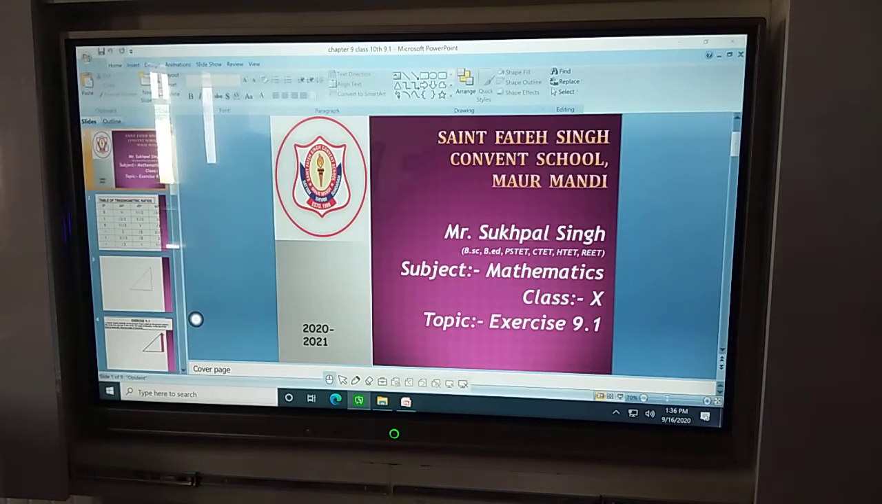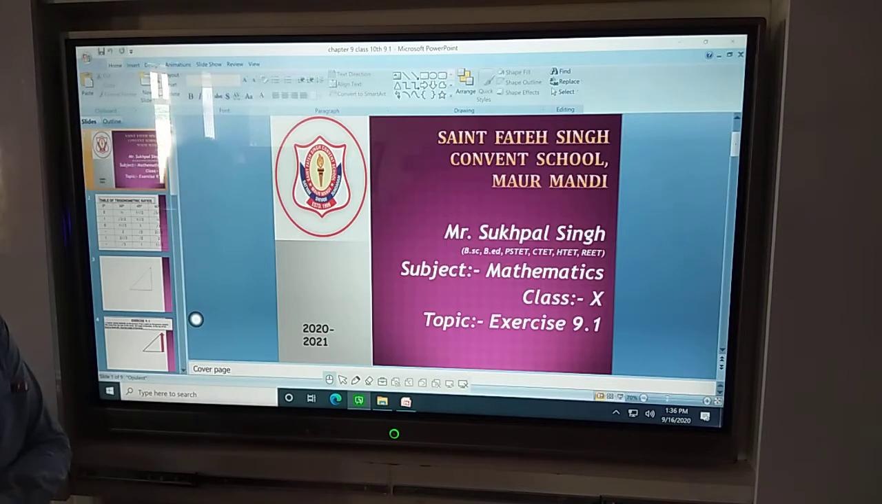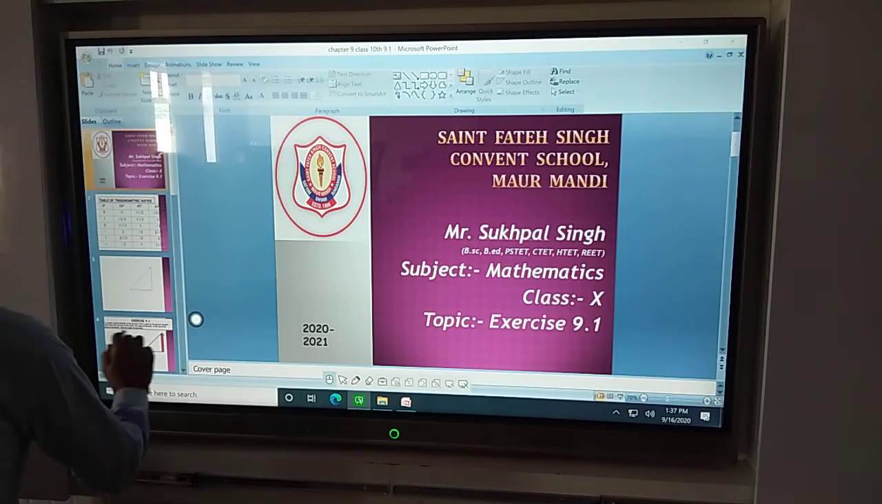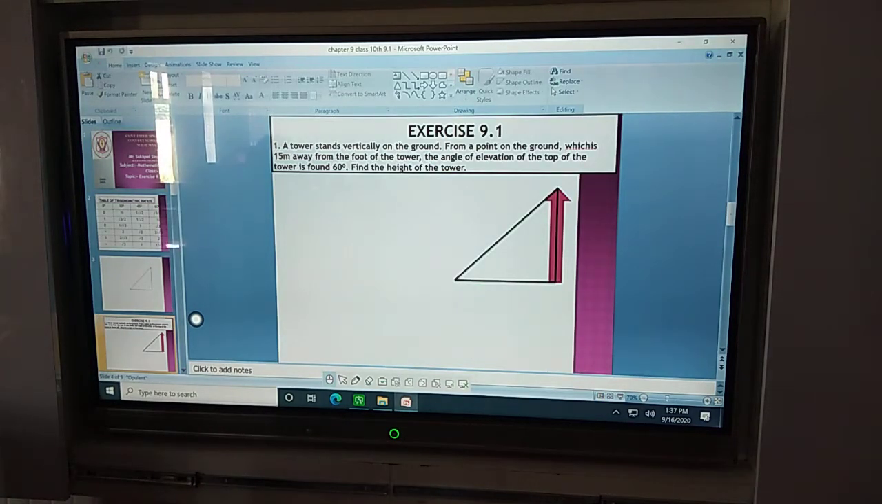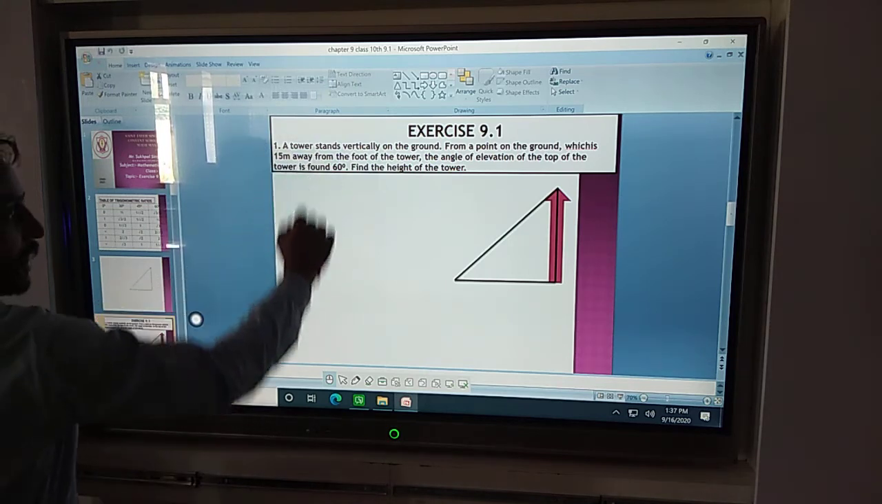Again, we have discussed in our previous lecture exercise 9.1, the application of trigonometry. The first two examples we have already done in our previous lecture: how we can find the altitude, that is the height of any tower or building, when the angle of elevation and the distance between the foot are given. Vice versa, we can also find the angle of elevation and the distance between the foot of a building and tower. As example 1 we have done already.